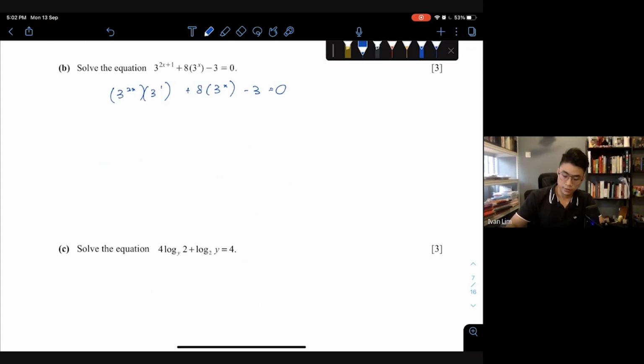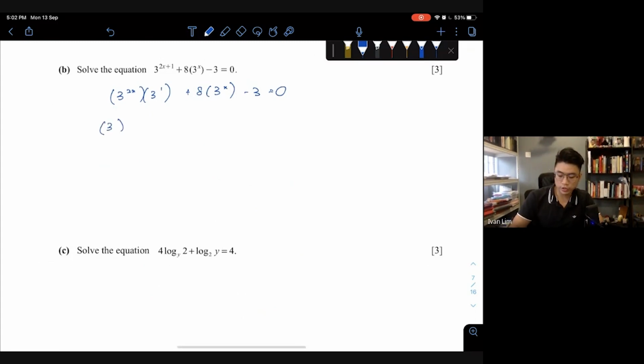Okay, then we want to put the one with power x. It's like as if your term that you want to factorize, like your ax squared plus bx plus c, right? So what is the term right here that we want to factorize? 3 to the power x. So we want to make a 3 to the power x come out. We put the 3 in front, which will be your coefficient. 3 to the power of 2x can be written as 3 to the power of x squared also, plus 8 times 3 to the power of x minus 3 equals to 0.